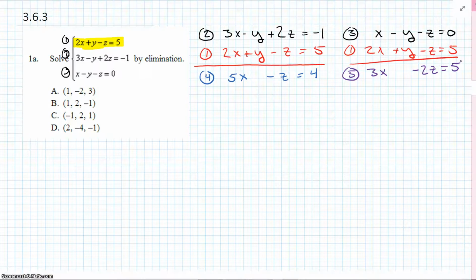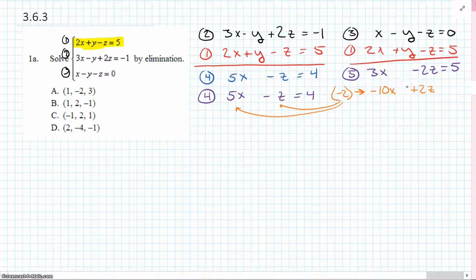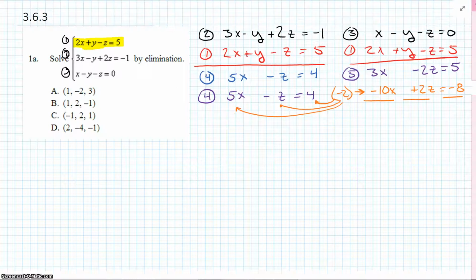Okay, so I don't have a perfect match, but what I can do is multiply equation 4 by negative 2. So let's write equation 4 again: 5x minus z equals 4. Negative 2 times 5x would be negative 10x. Negative 2 times negative z would be plus 2z. And negative 2 times 4 would be negative 8. So now we can just add these up for a new equation number 6.